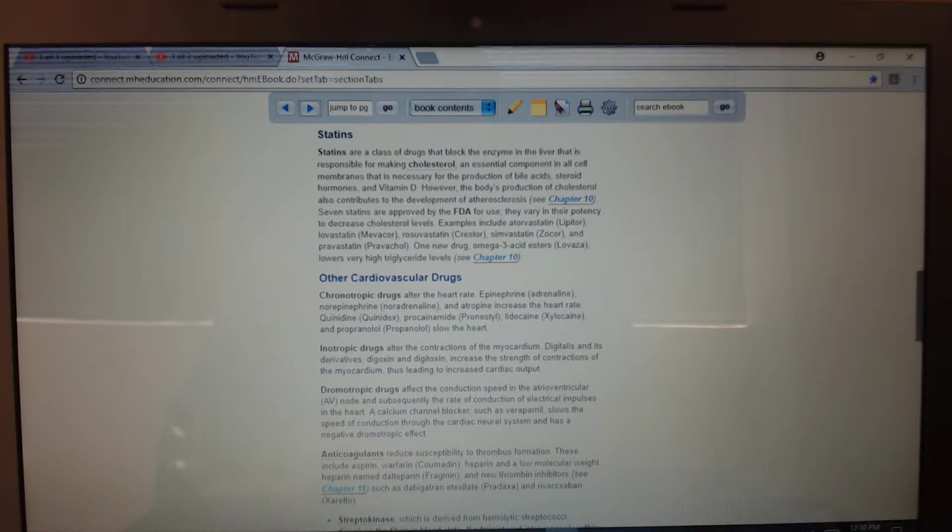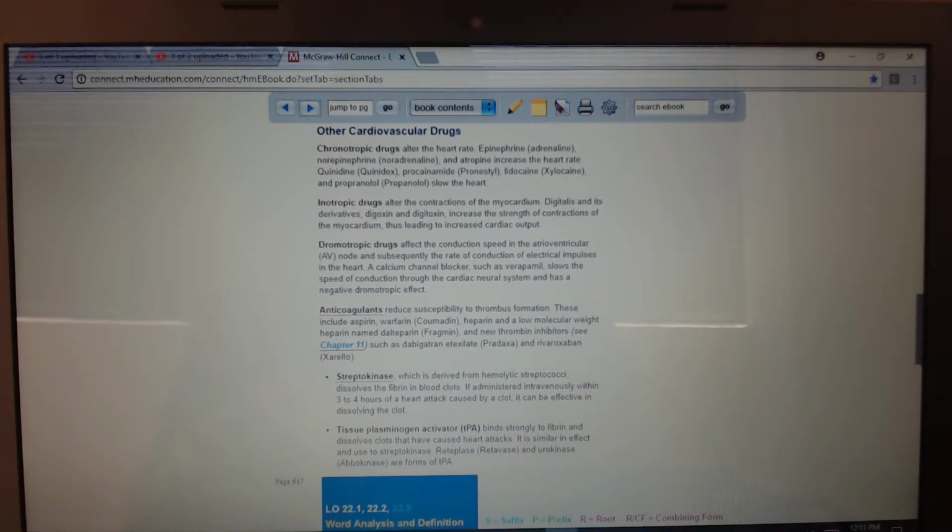Seven statins are approved by the FDA for use. They vary in their potency to decrease cholesterol levels. Examples include atorvastatin, which is Lipitor, lovastatin, which is Mevacor, rosuvastatin, which is Crestor, simvastatin, which is Zocor, and pravastatin, which is Pravachol. One new drug, omega-3 acid esters, Lovaza, lowers very high triglyceride levels. Okay.